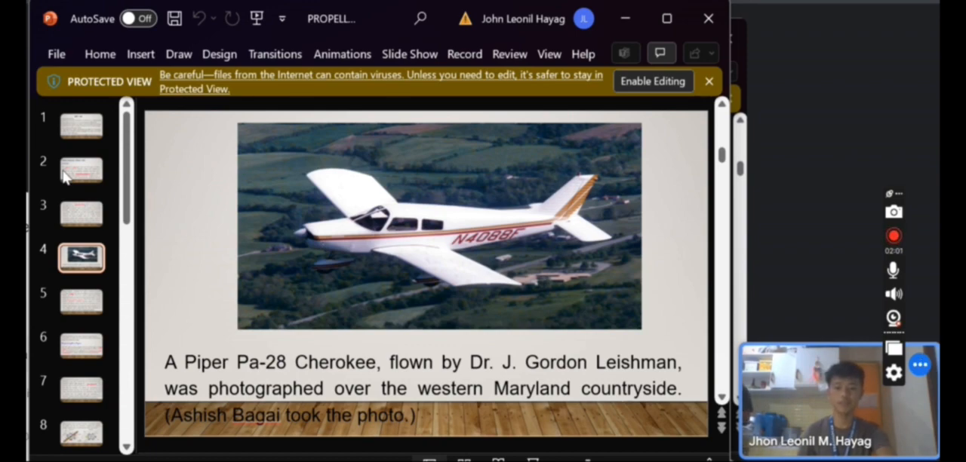A Piper PA-28 Cherokee, flown by Dr. J. Gordon Leishman, was photographed over the western Maryland countryside.